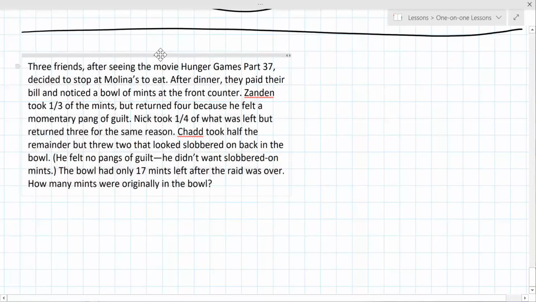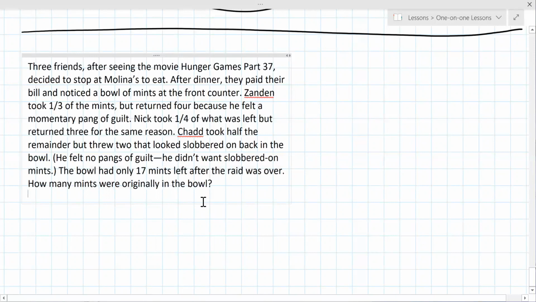Okay. Three friends after seeing the movie Hunger Games. Okay, not important. After dinner, they paid their bill and noticed a bowl of mints at the front counter. Xander took 1/3 of the mints, but returned 4 because he felt a momentary pang of guilt. Nick took 1/4 of what was left, but returned 3 for the same reason. Chad took half the remainder, but threw 2 that looked slobbered on back in the bowl. The bowl only had 17 mints after the raid was over.